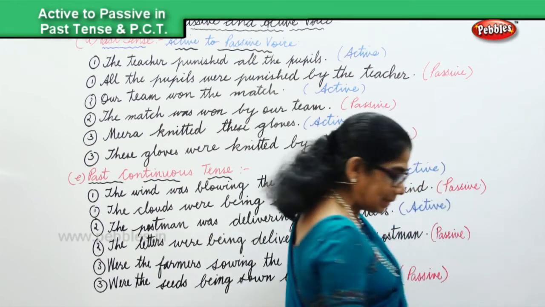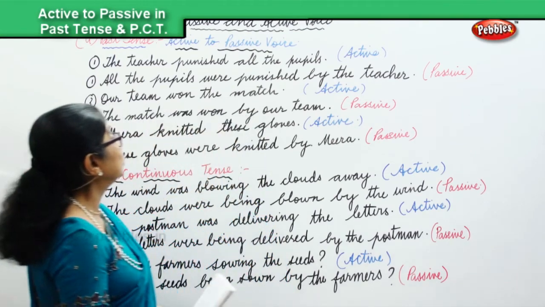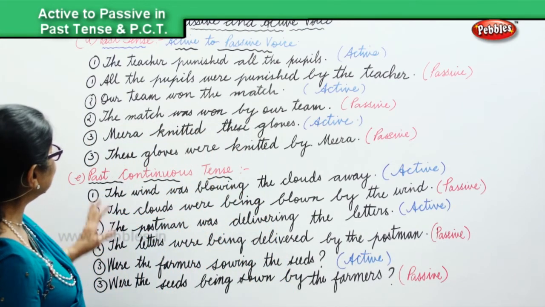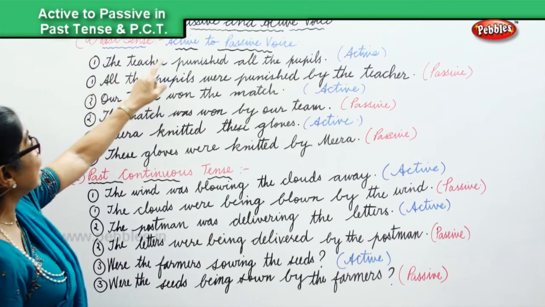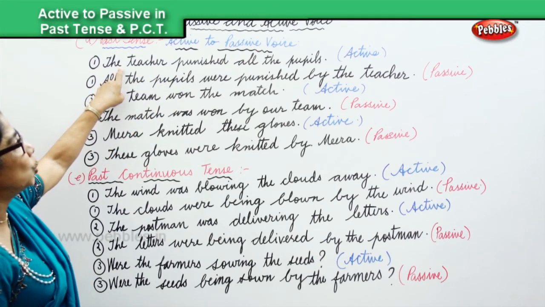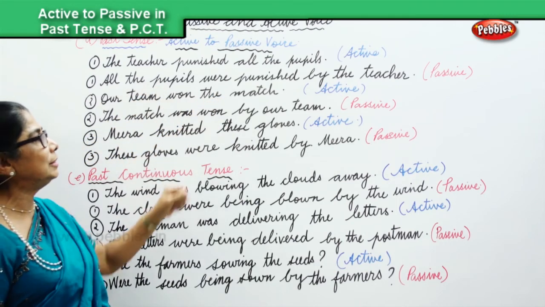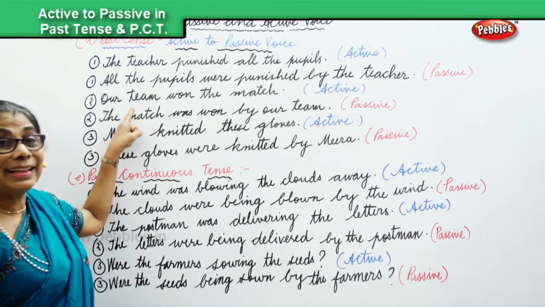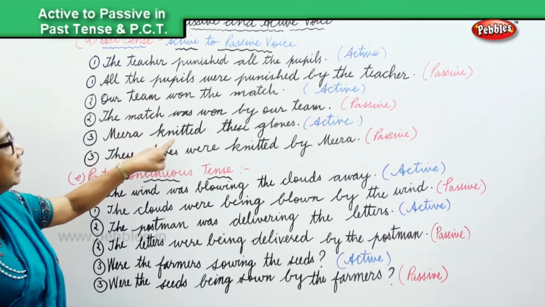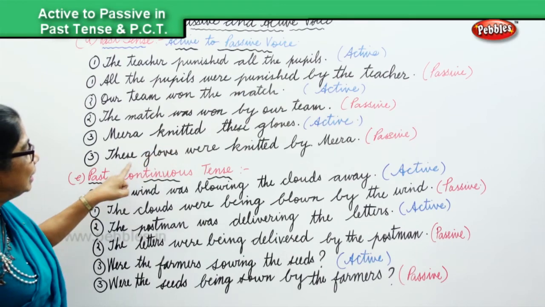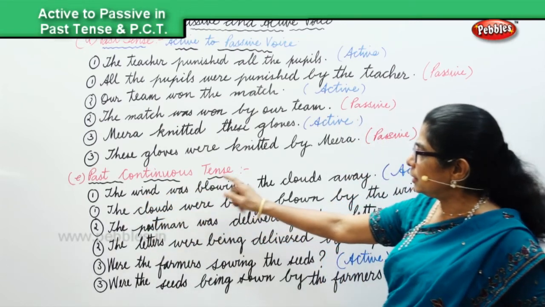Now let's look at the sentences that we had gone through. We are looking at two types: past tense and past continuous tense. In both of these, we are changing from active to passive. Past tense, active to passive. The teacher punished all the pupils. Active. All the pupils were punished by the teacher. Passive. Our team won the match. Active. The match was won by our team. Passive. Meera knitted these gloves. Active. These gloves were knitted by Meera. Passive.